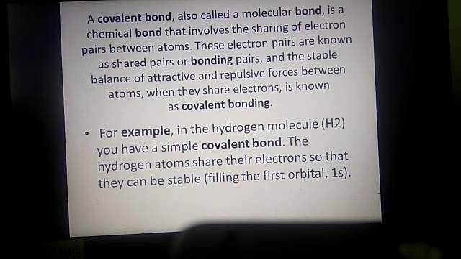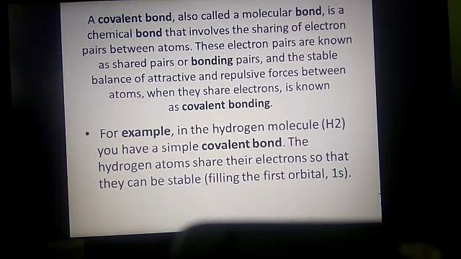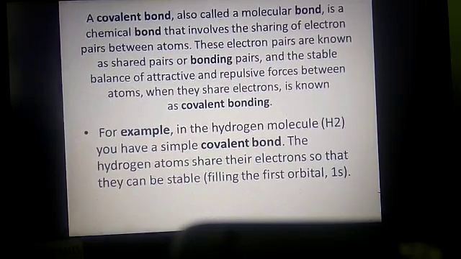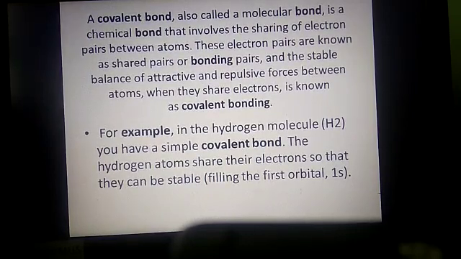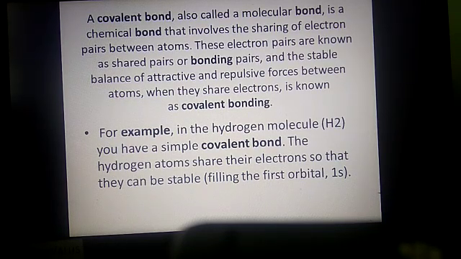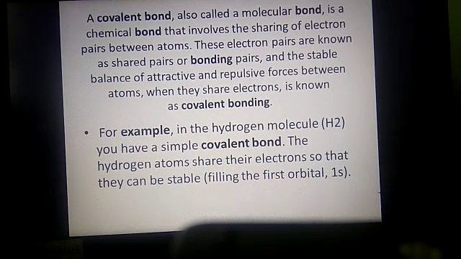And the stable balance of attraction and repulsion forces between them when they share electrons is known as a covalent bond. For example, the hydrogen molecule, a simple covalent bond. The hydrogen atoms share their electrons so they can be stable, filling the first orbital. So the molecule formed due to the sharing of electrons is called a covalent bond.